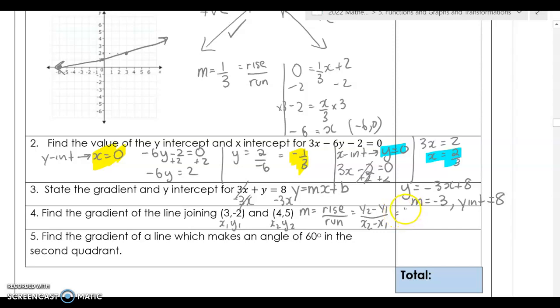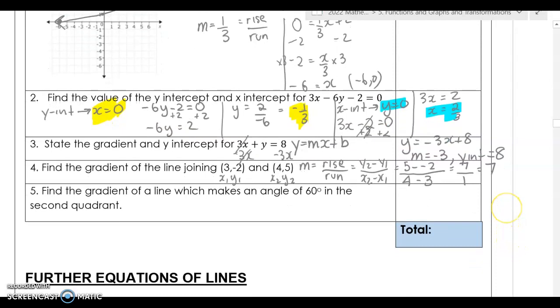So the change in the y, we're going to have 5 minus minus 2. Okay, so just be careful. There's a negative there, and we're taking away that negative, so it's a double negative. And 4 take away 3. So 5 take away minus 2 is 5 plus 2, which is 7. And the bottom line is 4 minus 3, which is 1. So our gradient is 7. It's very steep.